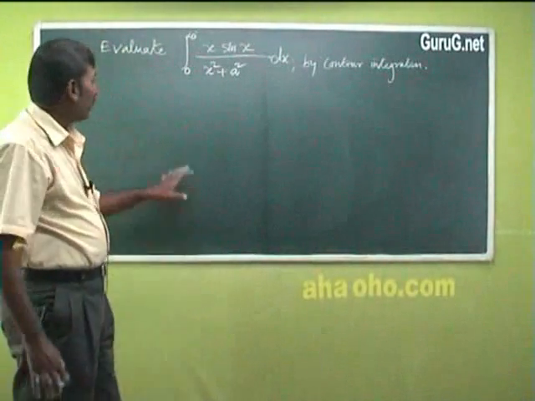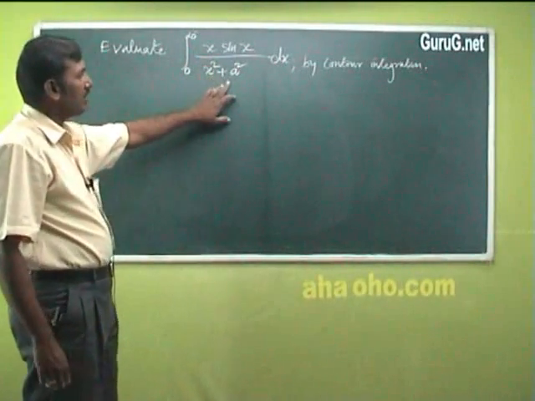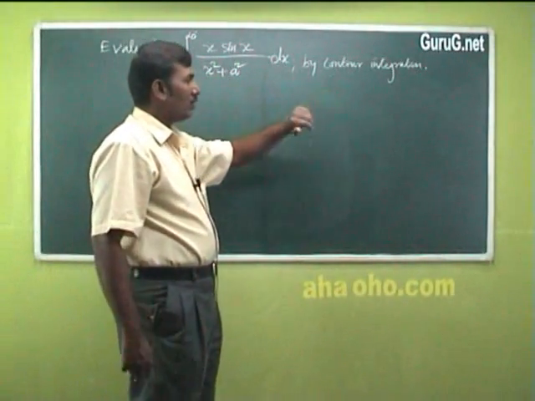And now the next type of problem. Evaluate integral 0 to infinity x sin x by x square plus a square dx by contour integration.